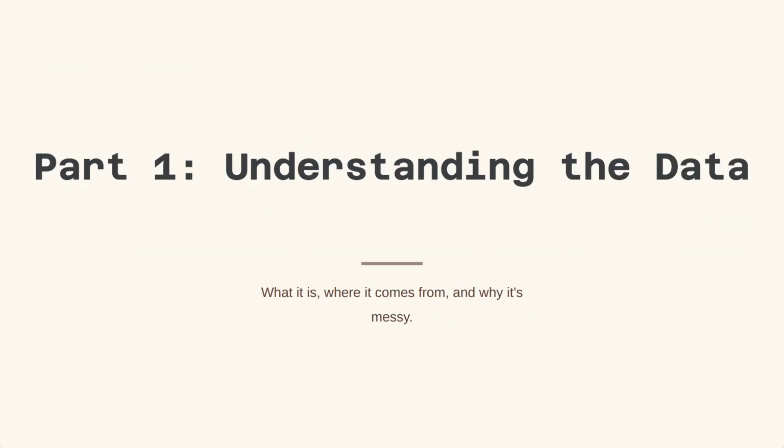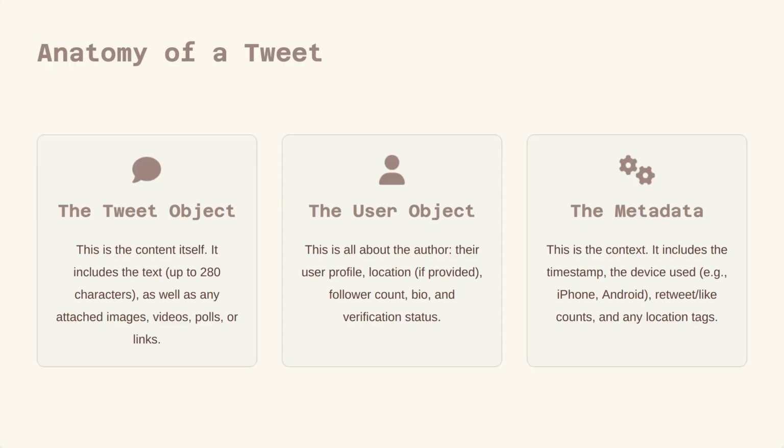Before we can analyze anything, we have to know what we are working with. As you will see, social data is inherently messy. When we think of a tweet, we usually focus on the text, but a single tweet is actually a rich, complex data object consisting of three main parts. First, the tweet object, second, the user object, and third, the metadata.